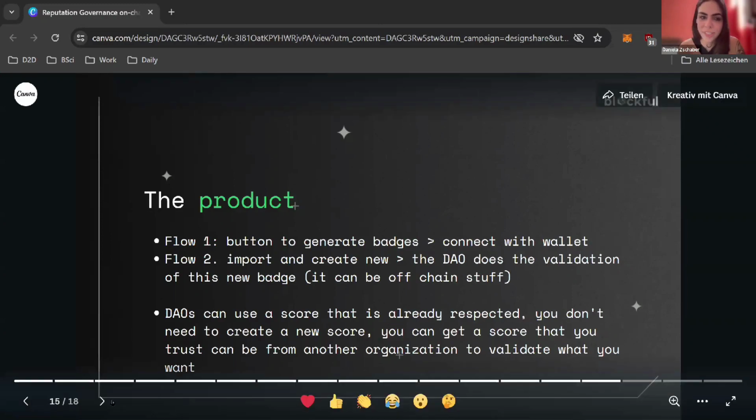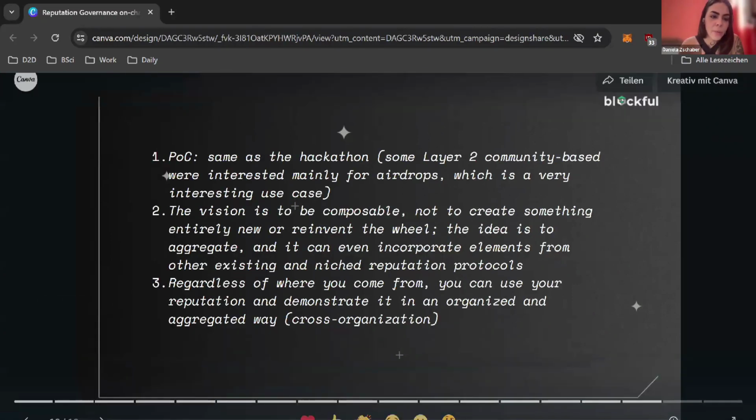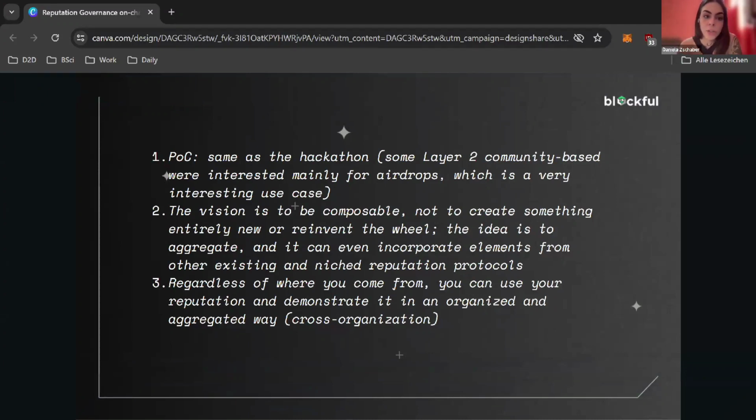Nice. I'm almost finishing, so we can jump to questions. Yeah, our proof of concept, same as the hackathon, is a layer 2 community base. As I said, we're very interested mainly in airdrops. So if you have a good reputation and a good score, based on your effort, you can be eligible for an airdrop. This is a very, very interesting use case. And the vision is to be composable, not to create something entirely new or reinvent the wheel. The idea is to aggregate, and it can even incorporate elements from other existing and niche reputation protocols. Regardless of where you come from, you can use your reputation and demonstrate it in an organized and aggregated way. So cross-organization, as Zug said, we don't want to create a score on it. We're just going to aggregate, and you can join every DAO, and they will say how much they want to point your reputation.